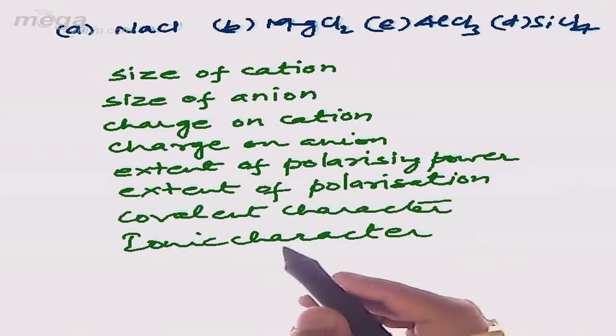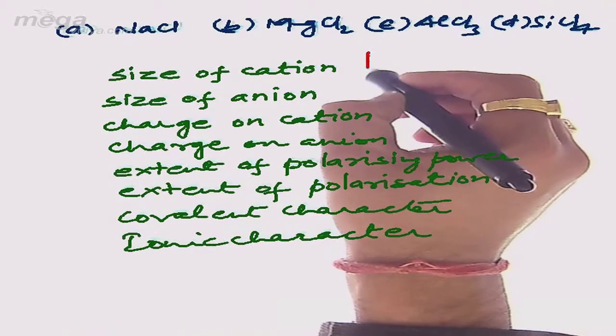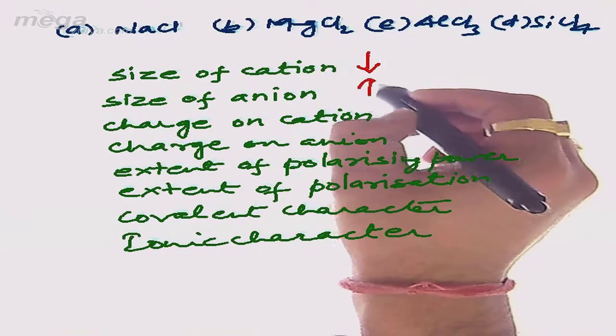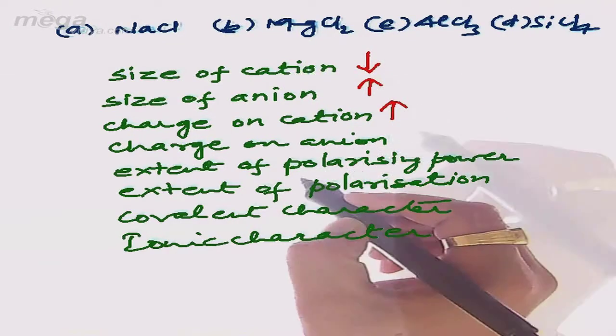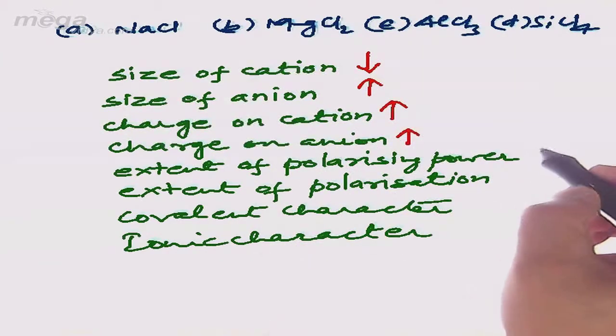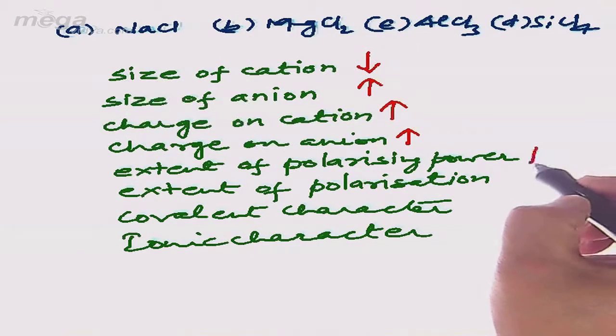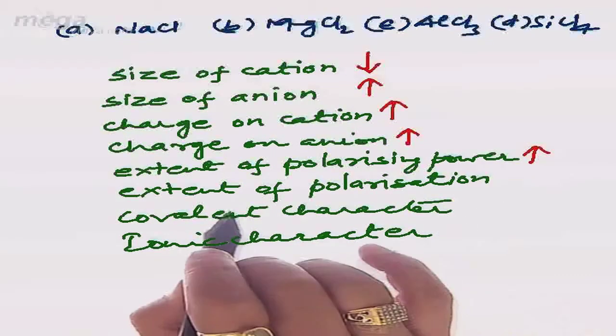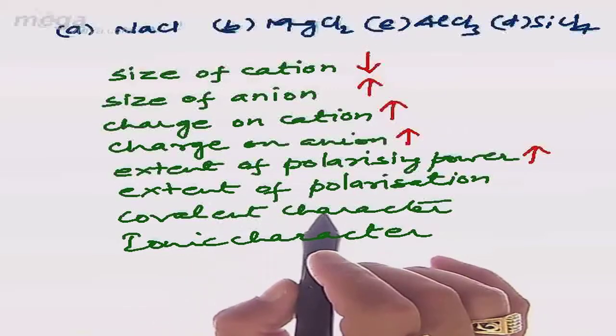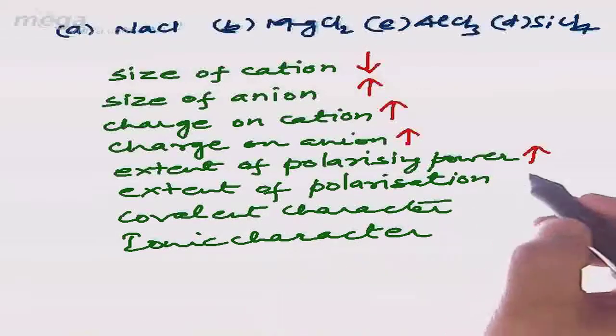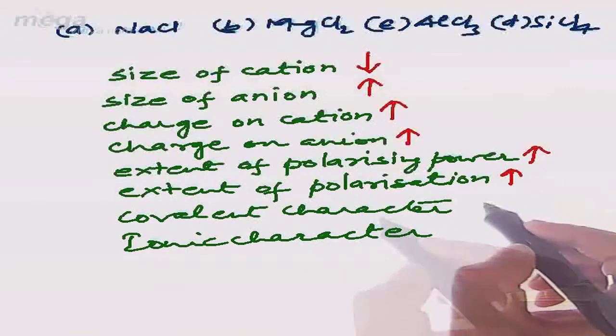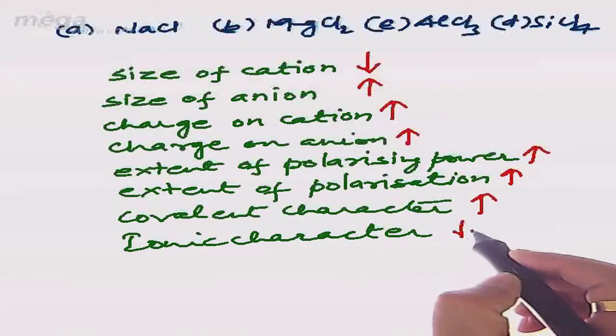Now we have discussed already that as the size of the cation decreases, or the size of anion increases, or the charge on cation increases, or the charge on anion increases, then in that case the polarizing power of the cation will increase. Means the cation will distort or polarize the anion to a greater extent, and hence the extent of polarization will increase, the covalent character will increase, and the ionic character will decrease.